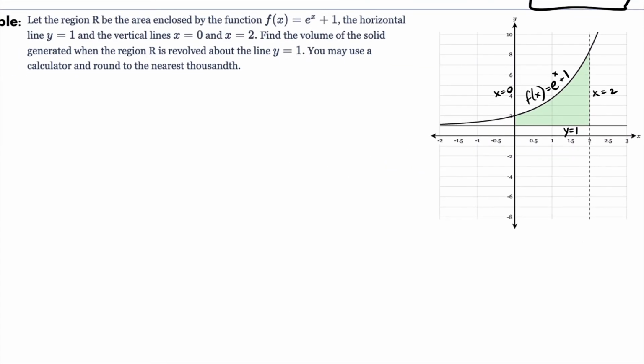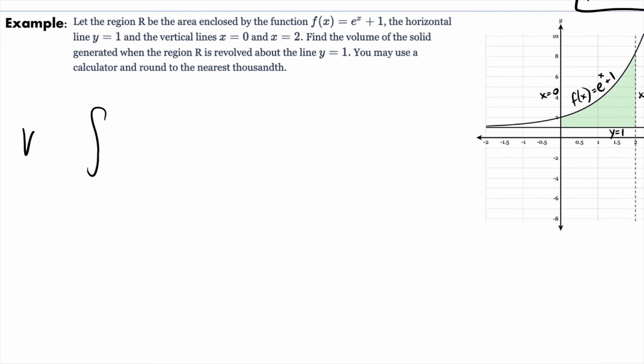Okay, so let's set this up. dx. Okay, so now bounds. Bounds look like it's going to be this. It looks like the bounds, the left and right bounds, since this is dx, are 0 and 2, 0 to 2.